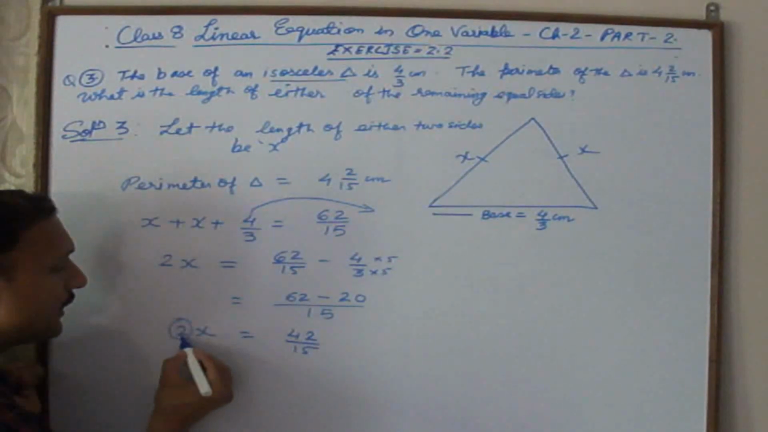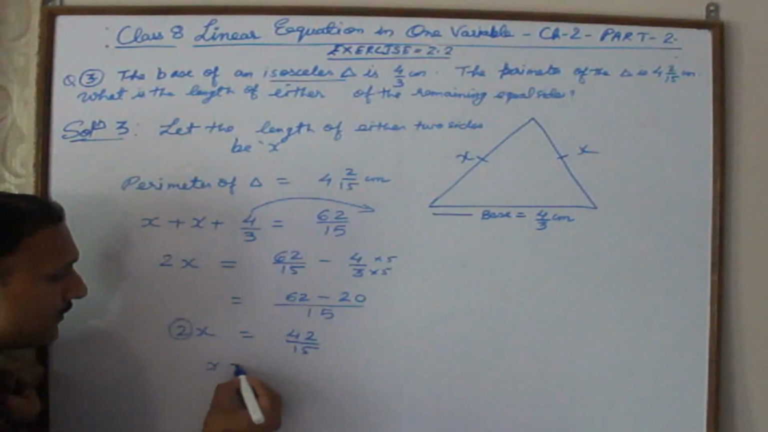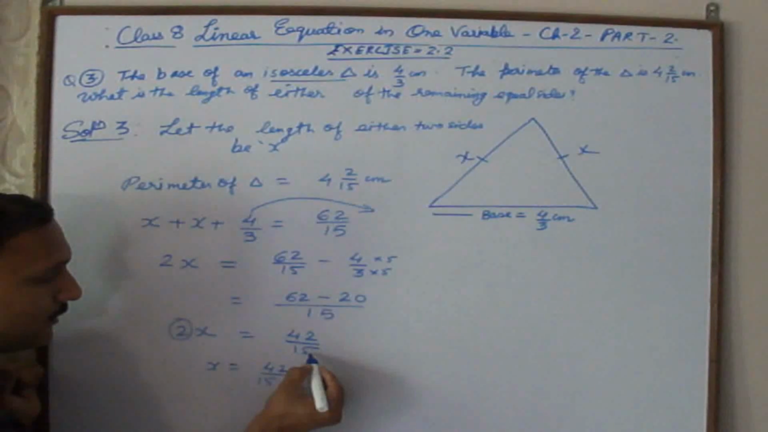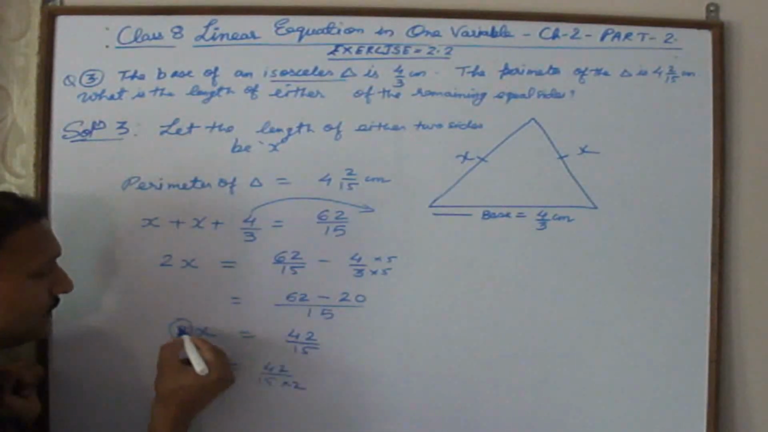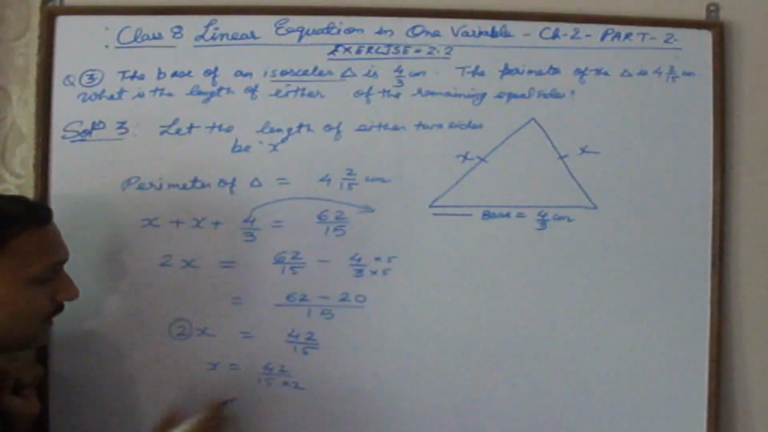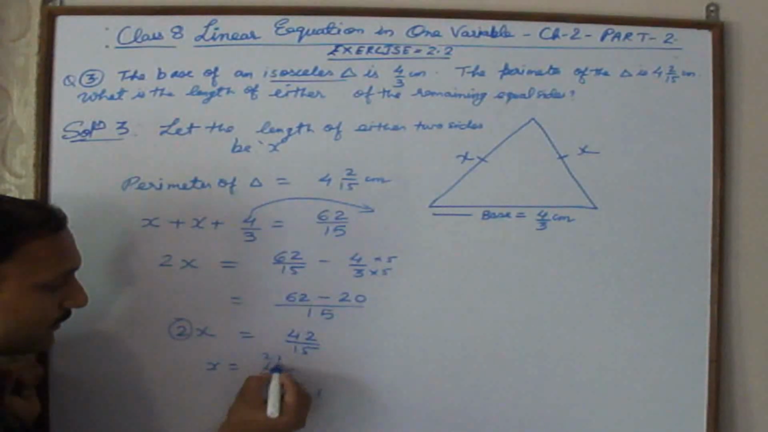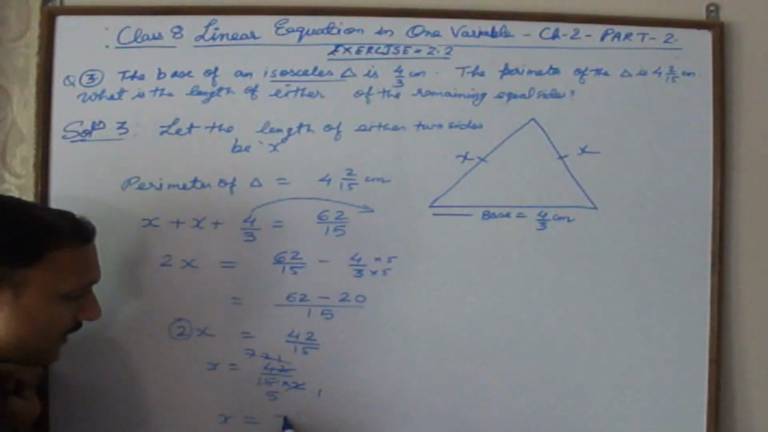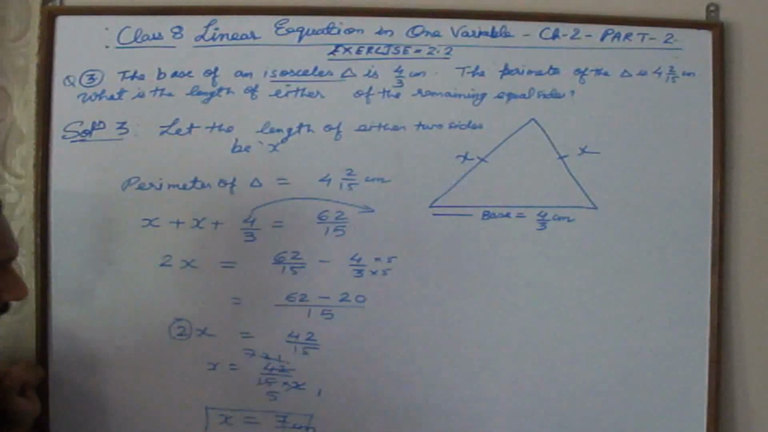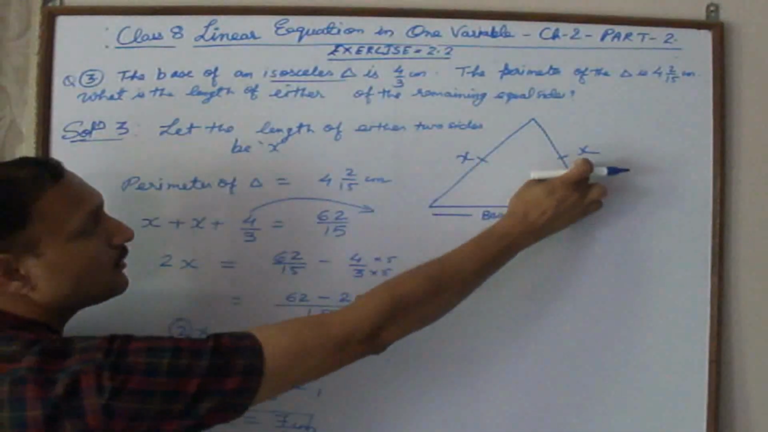Now this is multiplication, so it will go to the division side. x equals 42 by 15 divided by 2, or 42 by 15 into 1 by 2. Now cancel: 2 ones are 2, 2 twos are 4... 3 sevens are 21, 3 fives are 15. So the final answer is 7 by 5. Therefore the equal sides of the isosceles triangle are 7 by 5 centimeter each. The unit given to us is centimeter, so 7 by 5 centimeter is the length of the two equal sides.